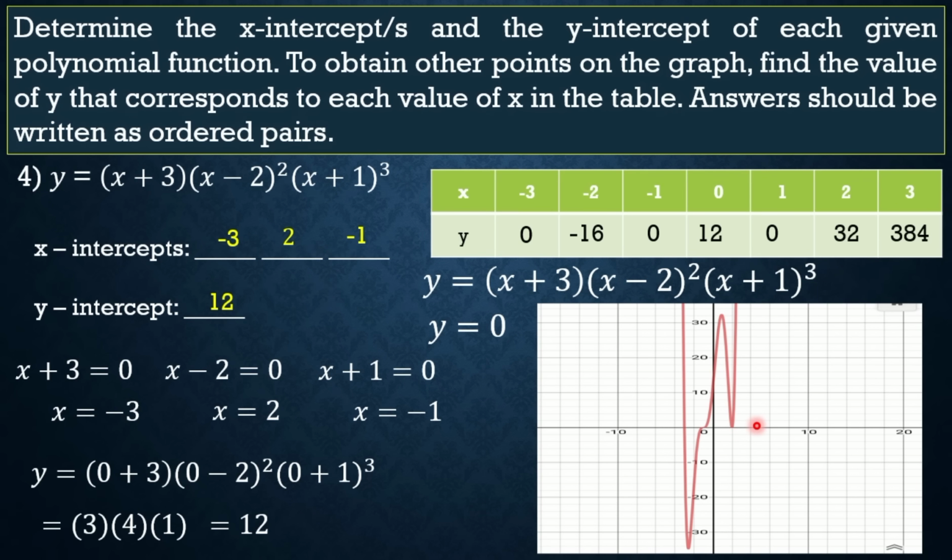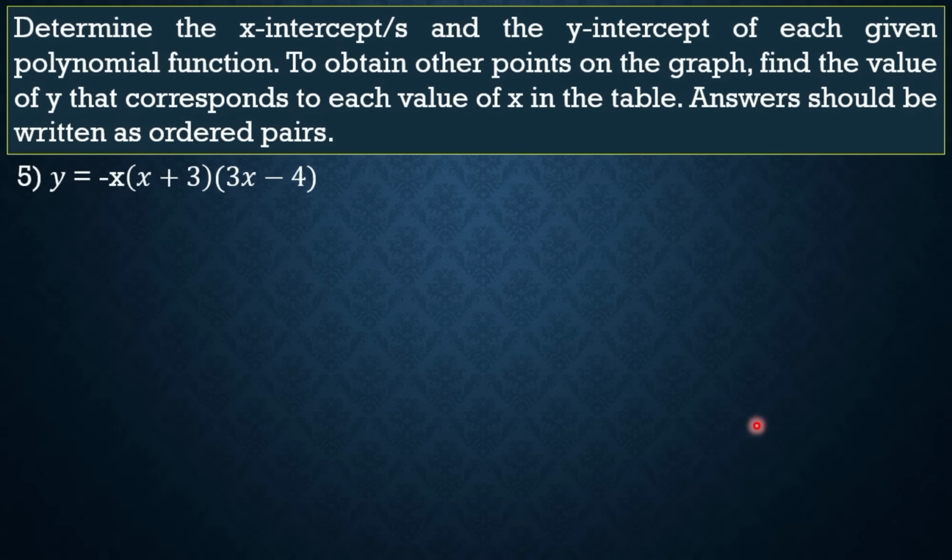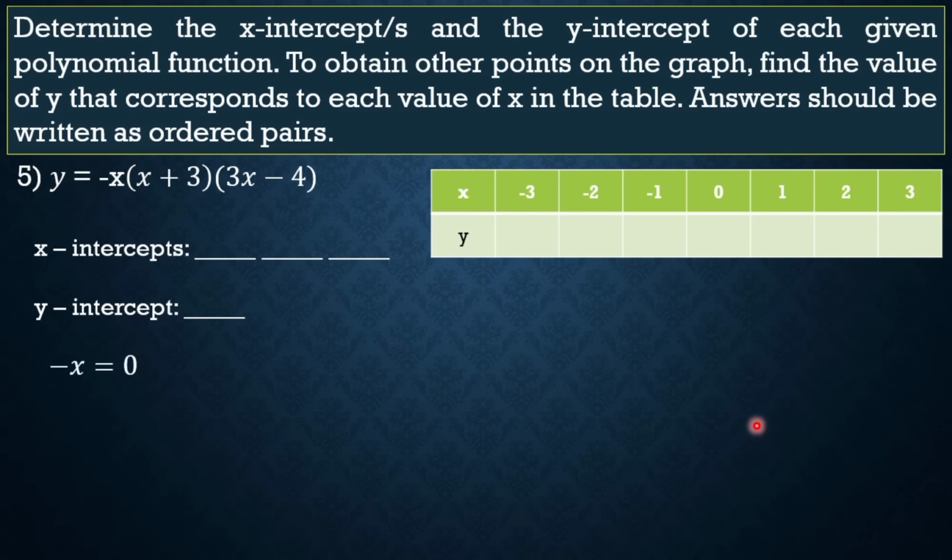Okay? And this last example, y is equal to negative x times x plus 3 times 3x minus 4. So, since naka-factor na yan, madali na lang kunin. So, negative x is equal to 0. Since negative yung x natin, divide both sides by negative 1. 0 divided by negative 1, 0 pa rin. Okay? Next, x plus 3 equal to 0. So, x is equal to negative 3.